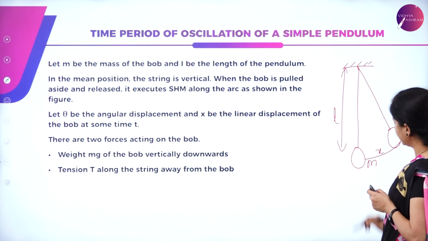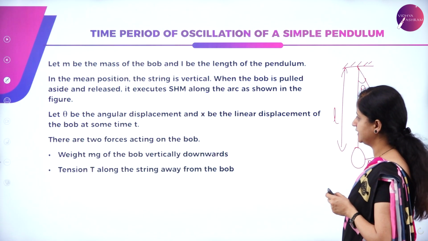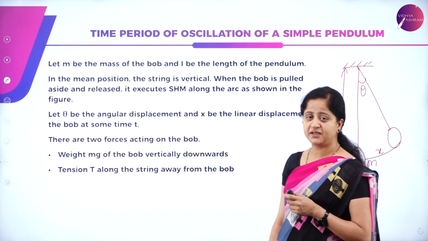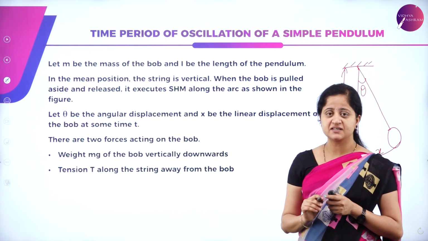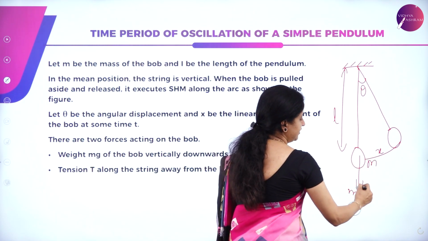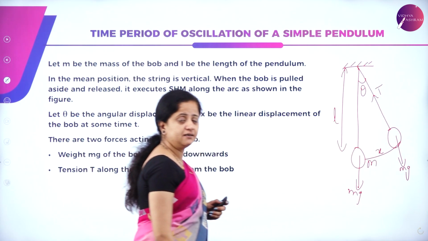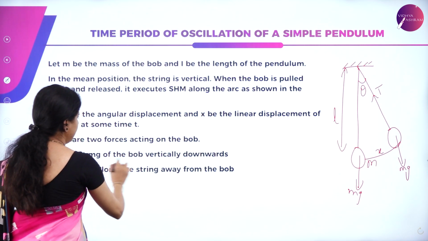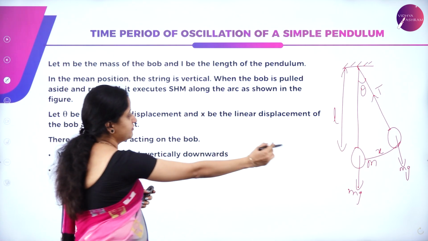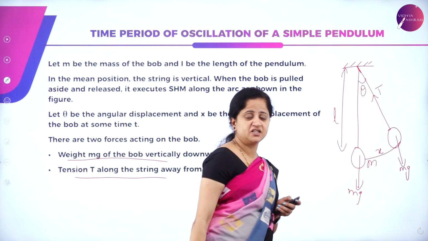So the arc, let us write it as x. Now this is reached to an extreme position which makes an angle theta here. So theta is the angular displacement and x is the linear displacement of the bob at some time t. Next, there are two forces that act on this bob. Here the bob has the weight mg, and the other force acting is the tensional force in the string. So one is the weight of the bob, that is vertically downwards, and tension T along the string away from the bob. You can observe here this is the tensional force acting away and weight mg towards down.